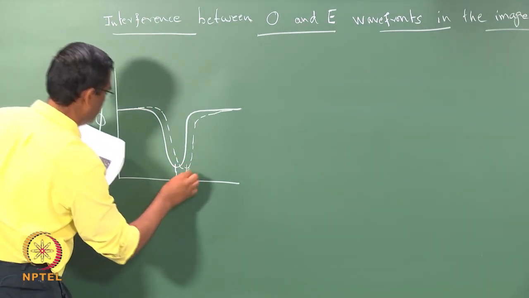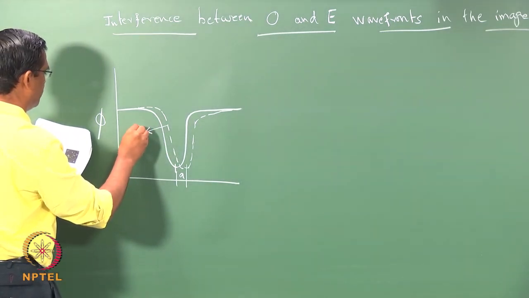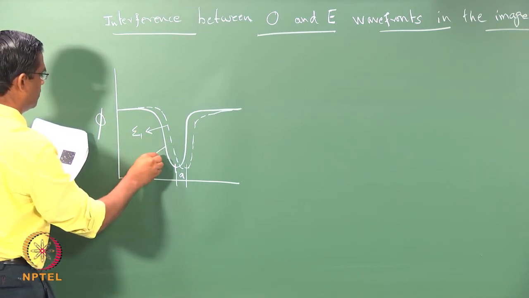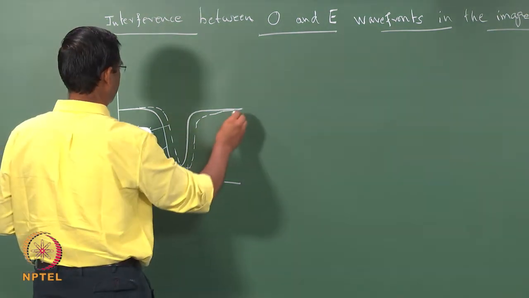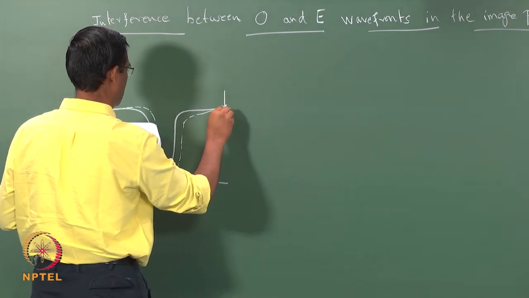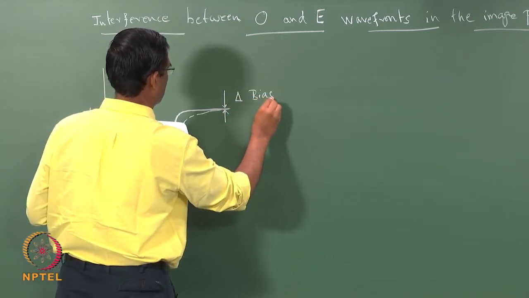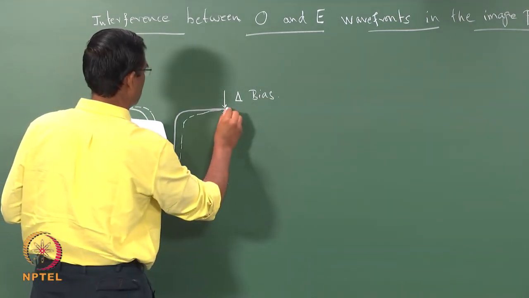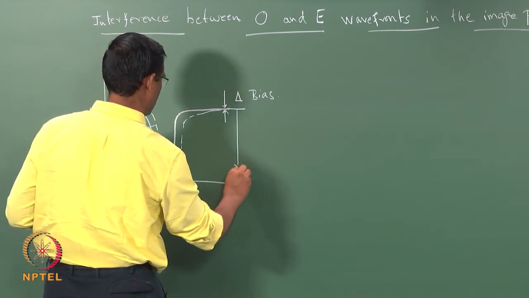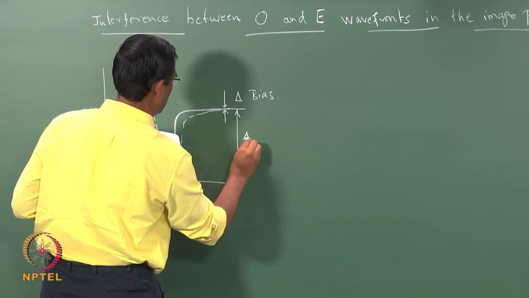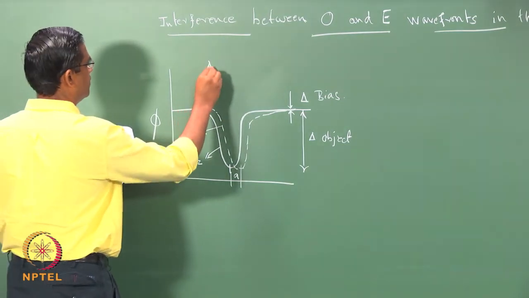This is the distance between these two. Let us call this sigma 1 and this sigma 2, nothing but the ordinary and extraordinary rays, and delta bias, and this is delta object. This situation is at extinction.